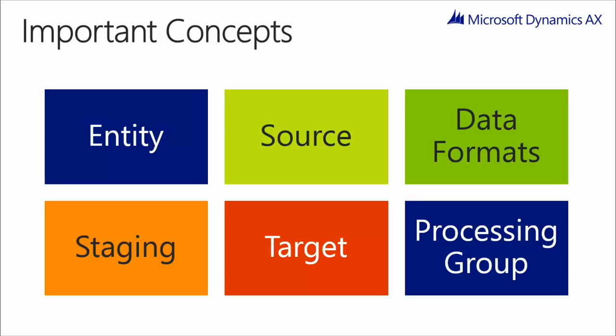Finally, a processing group is a group of entities that are processed together. You can use a processing group to define which entities are processed, the sequence in which they are processed, and the source and destination of these entities along with mapping information. Processing groups can be scheduled either using a synchronous job or an asynchronous job using batch. With that, let's dig a little deeper into the architecture of the Data Import-Export Framework.